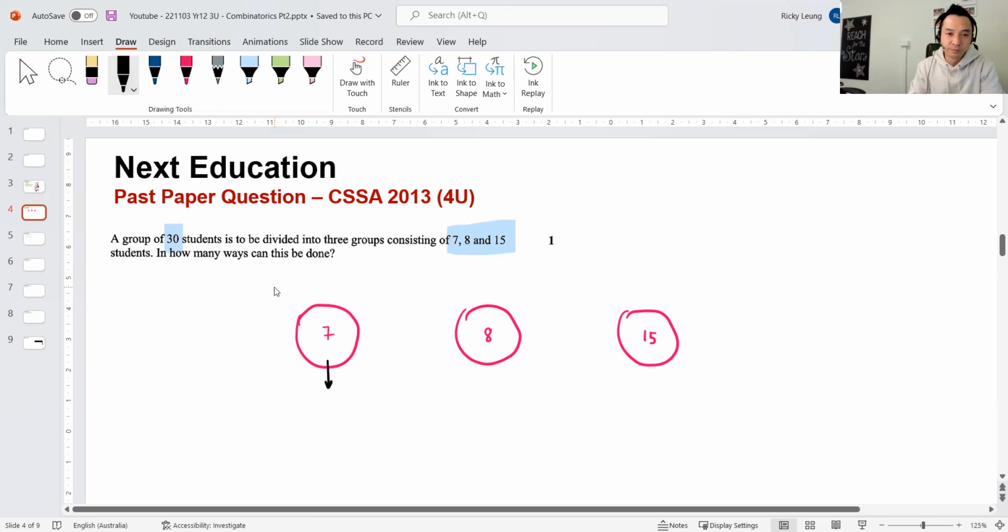You basically go, well, I have 30 students to start with. I'm going to choose 7. So from 30 people, choose 7, right? And then you go, well, this is the same case, right? I need to choose 8 now. So I've already chosen 7. So from 23 people, 30 minus 7, I'm going to choose 8. And then, of course, once I've chosen 8 from 23, from the 15 remaining, choose another 15. No order, right? And that's it. That's why it's worth 1 mark, right?